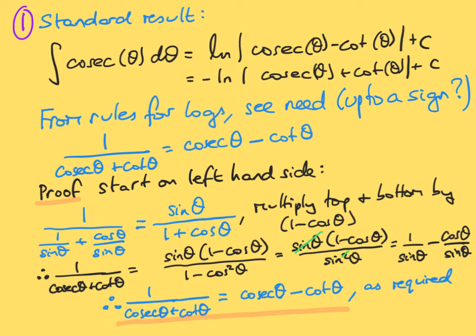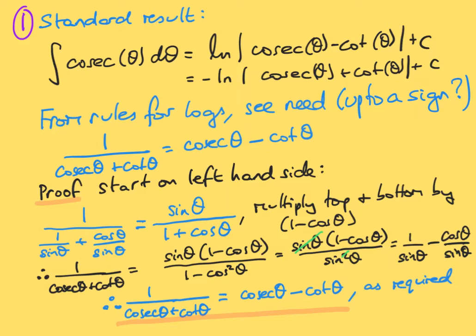So this is now two terms. It's 1 over sine theta and it's minus cos theta over sine theta. But that is cosec and that is cotangent. So the thing we're starting with, 1 over cosec theta plus cot theta, we see is equal to cosec theta minus cotangent of theta. And that is what we wanted to show.